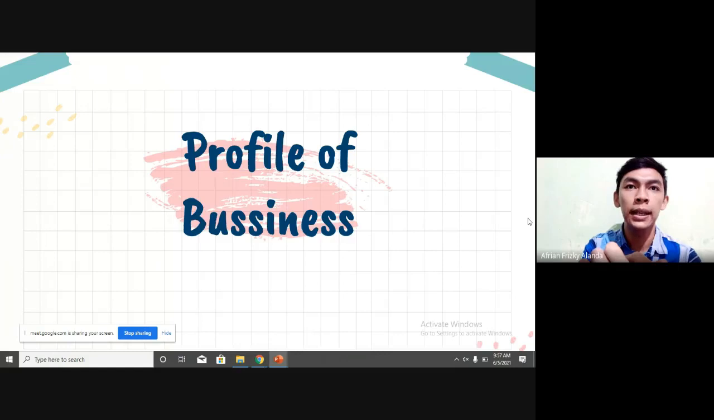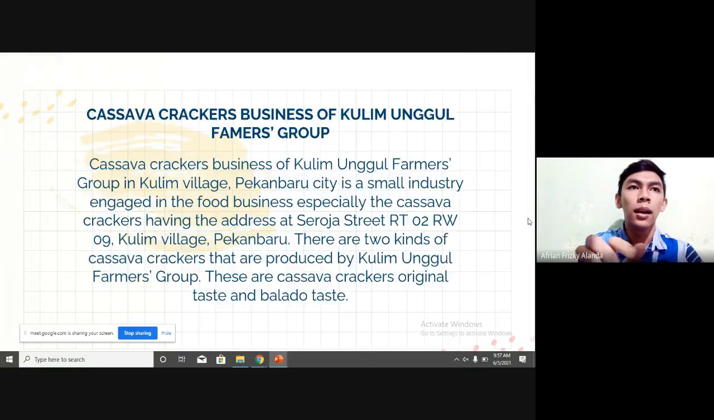Okay, the first is the profile of business. The cassava crackers business of Kulim Unggul Farmers Group in Kulim Village, Pekanbaru City is a small industry engaged in the food business, especially the cassava crackers, having the address at Seroja Street, RT2, RW9, Kulim Village, Pekanbaru. There are two kinds of cassava crackers that are produced by Kulim Unggul Farmers Group. These are cassava crackers original taste and balado taste.